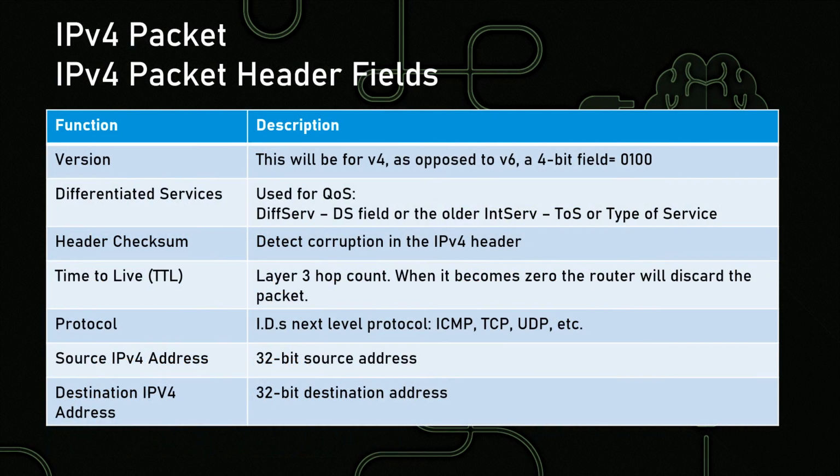So the header fields that we see, the optional stuff, will be version, of course. Version 4 will represent itself as 4 in binary, or 0100. V6 would be 0110. Differentiated services used for quality of service. Header checksum in order to detect corruption. The time to live, which gives us the hop count. Hop limit would be the IPv6 equivalent. The protocol, which tells us what we're dealing with at layer 4. The source and destination IPv4 addresses, which are pretty self-explanatory.